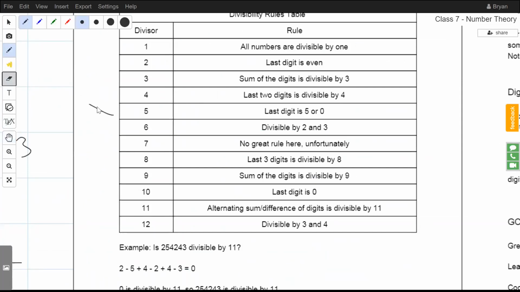The reason why the divisibility rule for 4 is the last 2 digits is because 100 is divisible by 4, so you can just subtract off any multiple of 100 from that number. So you're only left with 2 digits, and 8 is because of 1,000.